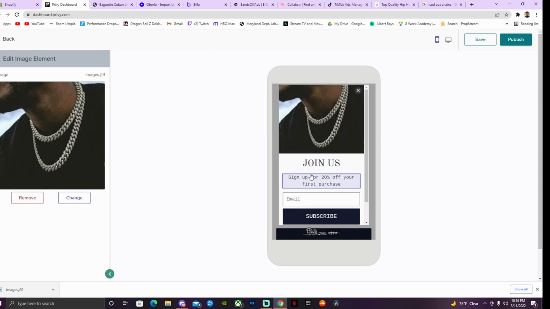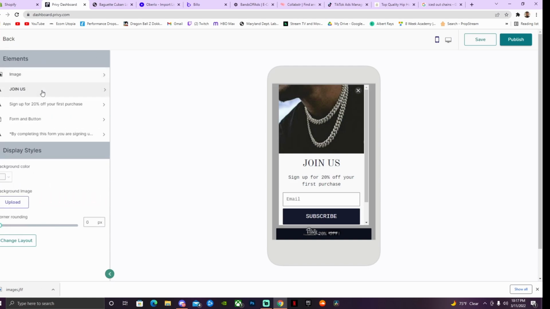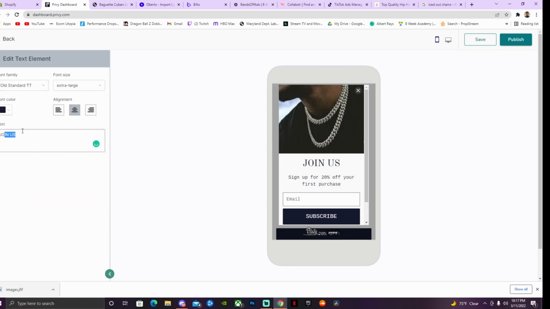Looks pretty clean. And then for, we can hit back on that. And then for "join us," I'm just gonna change that to "join the team." Make sure that's good. Then we hit "sign up for 20% off your purchase." Then I would hit "plus exclusive offers and deals," just making it more enticing for the customer.